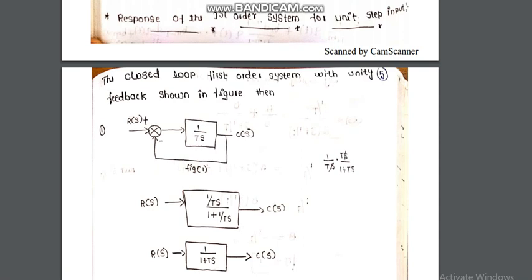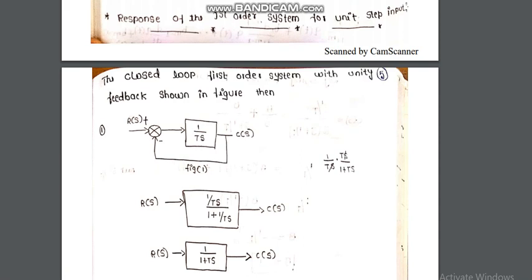So we know the closed loop first order system with unity feedback is shown in figure 1. That is the figure, a closed loop control system, and our input is R of s. The forward path gain is 1 divided by T s, because 1 divided by T into s is s to the power 1, so it is a first order system. C of s is the output and it is a unity feedback 1.